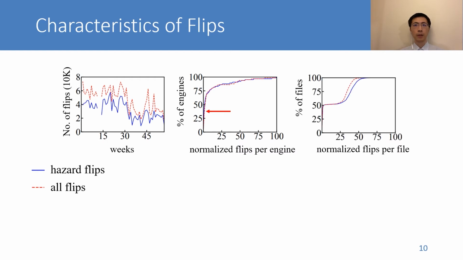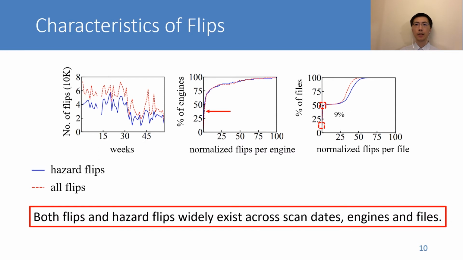The third figure shows how flips and hazard flips distribute across files. We find that only 9% of the files have no flip, and about 50% of the files have a few flips. In sum, both flips and hazard flips widely exist across scan dates, engines, and files.